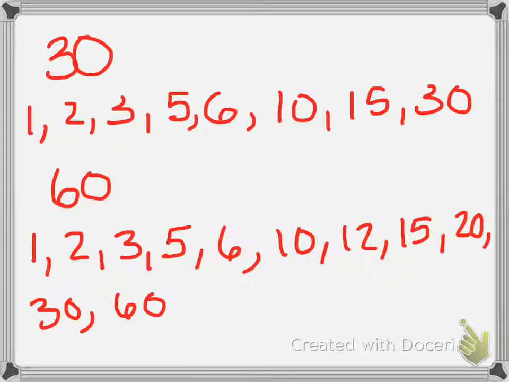So you could have 30 and then any other multiple of 30. So they all have 1, 2, 3, 5, 6, and 10 in common. And they probably have 15 in common too then. So you should have 30 and some other multiple of 30.